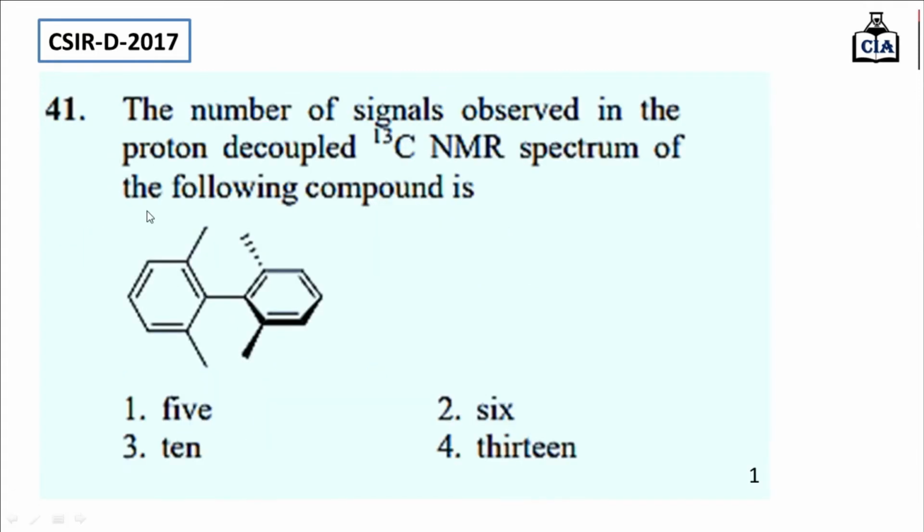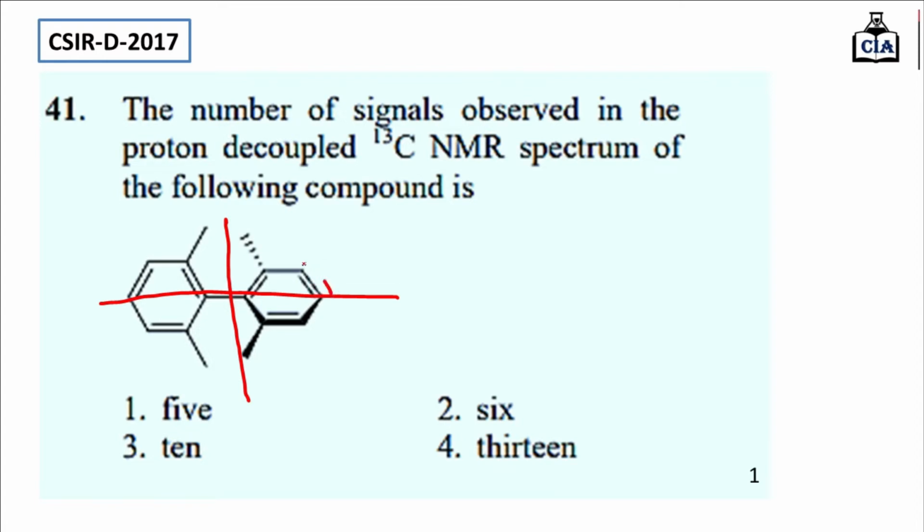Now next question from CSIR December 2017. In this question we have to find out the total number of signals appearing in the proton decoupled carbon-13 NMR spectrum. To get the correct number, we have to find out the total number of equivalent carbon atoms. So here two types of planes of symmetry are present, this and this. So just find out the total number of equivalent carbons in only one quarter. It will give our correct answer.